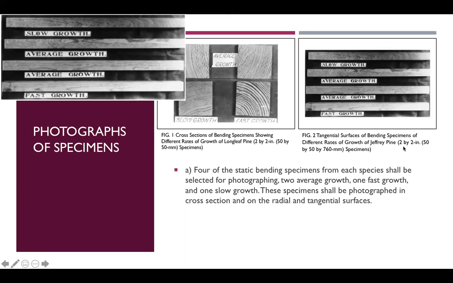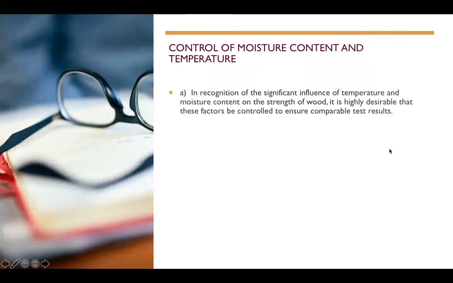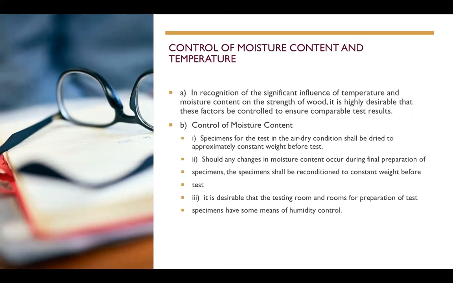The second procedure would be the control of moisture content and temperature. In recognition of the significant influence of temperature and moisture content on the strength of wood, it is highly desirable that these factors be controlled to ensure comparable test results. So the control moisture content procedure is, first, the specimen for a test in the air dry condition shall be dried to approximately constant weight before the test. And second, should any changes in moisture content occur during the final preparation of specimen, the specimens shall be conditioned to constant weight before the test.